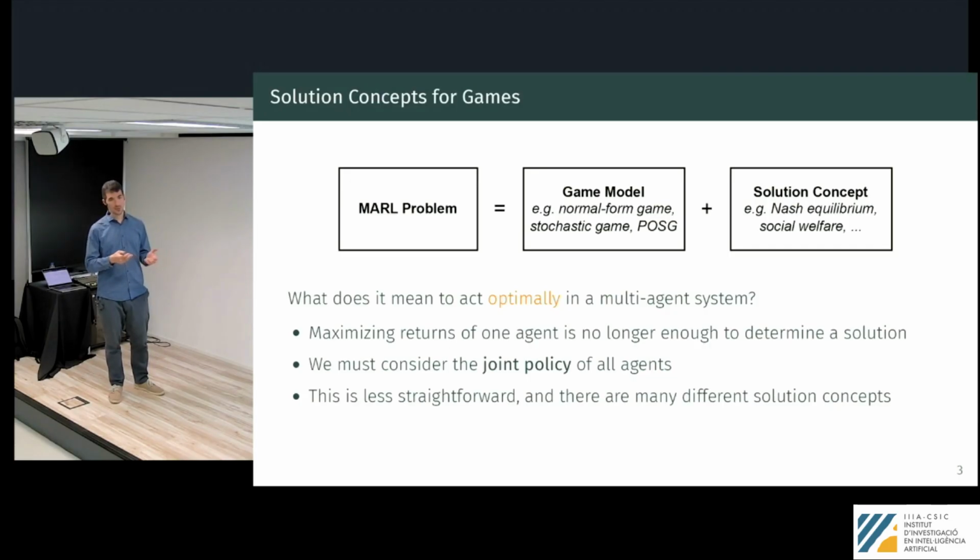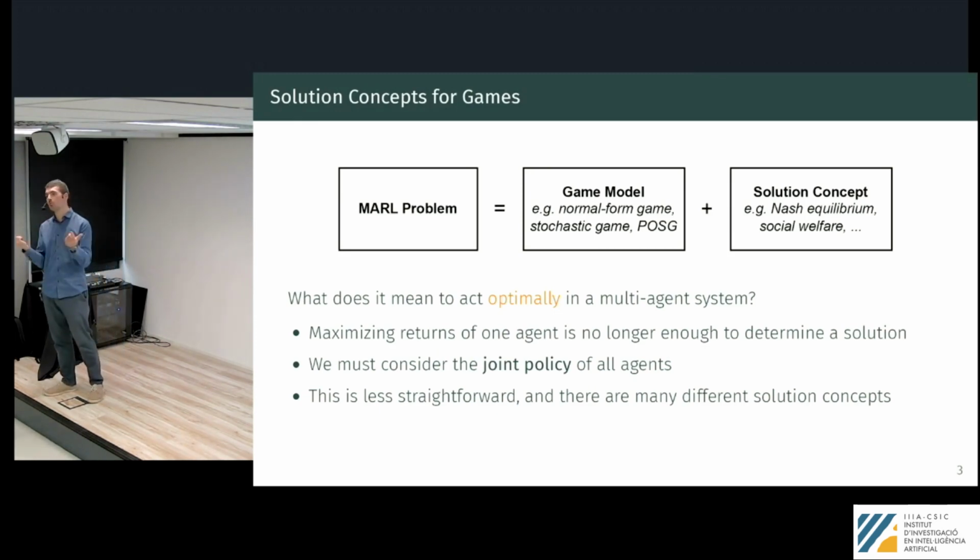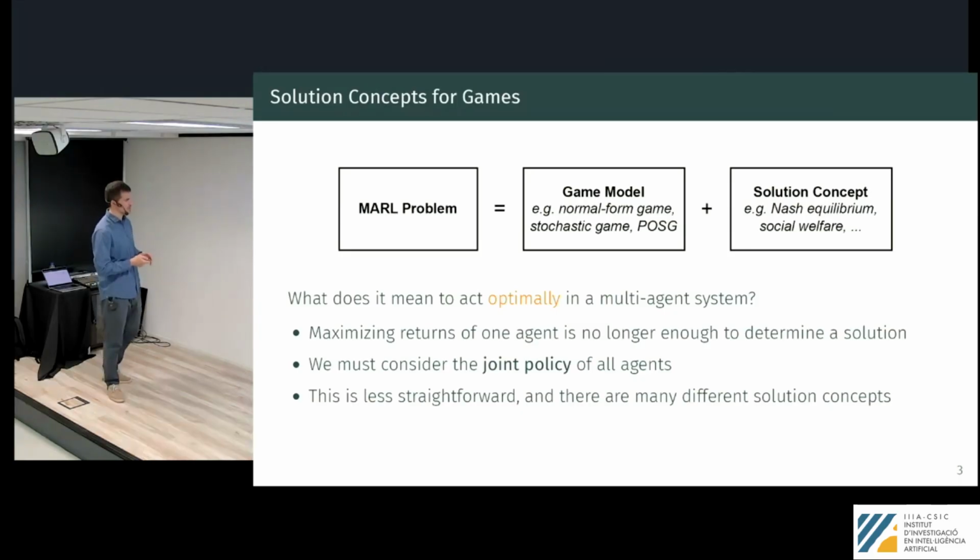But here, that's no longer possible because any agent's returns will be dependent on the actions of the other agents. So any agent's returns is a function of the joint policy, which is the combination of all the agents' policies. It's no longer just dependent on one individual policy. So we must consider the joint policy of all agents.